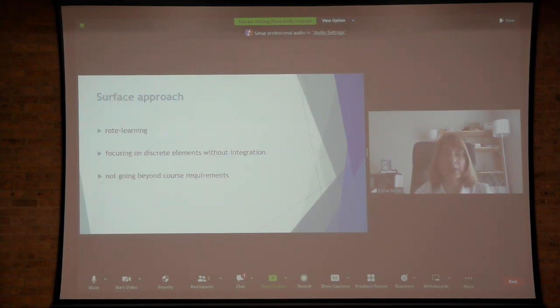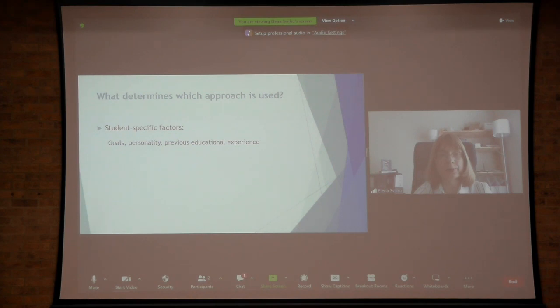The surface approach, on the other hand, involves rote learning, focusing on discrete elements without integration, and not going beyond the course requirements. Now, whether a student uses a deep or surface approach is not like a personality trait. It's not set in stone. A student might have a preferred approach due to long-term goals, personality, or previous educational experience. And there are also situational factors which determine which approach is adopted, such as time available or task demands.